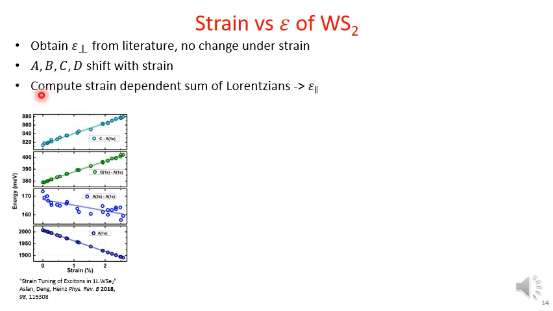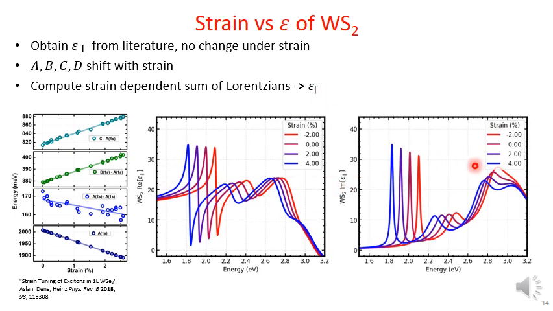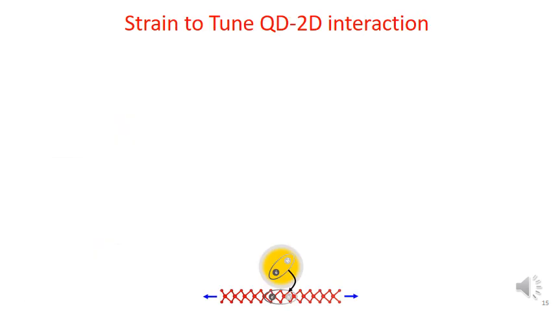That way we can compute the strain-dependent sum of those 4 Lorentzians, and we can compute the strain-dependent in-plane dielectric function of monolayer WS2. This is the real part, and that's the imaginary part, calculated for various strain levels. The main thing that happens is that the A and B features redshift with increasing strain. So now we can compute the strain-dependent interaction between these two material systems.